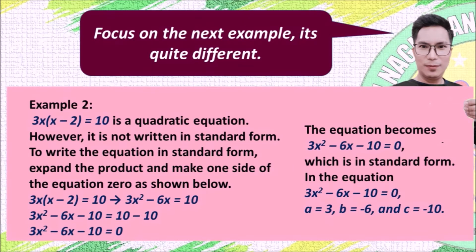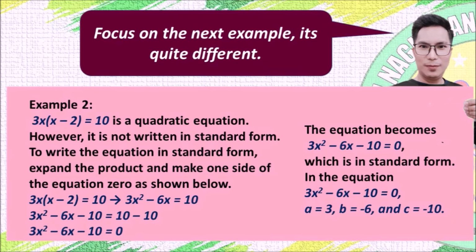Focus on the next example, it's quite different. Example 2. 3x times the quantity x minus 2 equals 10 is a quadratic equation. However, it is not written in standard form. To write the equation in standard form, expand the product and make one side of the equation 0 as shown below. 3x times the quantity x minus 2 equals 10 will become 3x squared minus 6x equals 10.